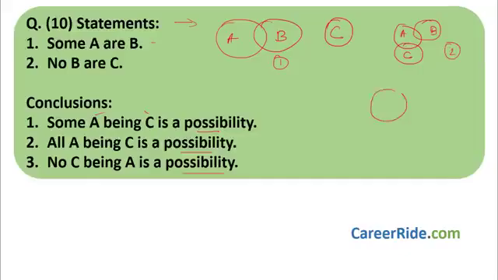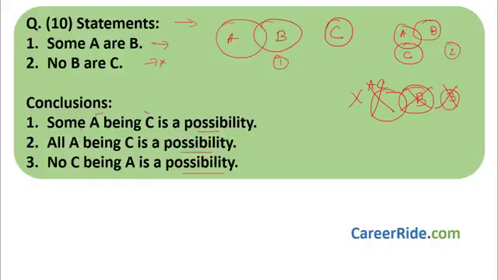Next is A and C can overlap each other. Now the first sentence is some A are B. This is drawn. Now no B are C, but A and C overlap with each other. So if B is connected to A, B also overlaps with C. So this scenario is not possible. This is not the correct Venn diagram. Do not consider this diagram because these statements don't get satisfied. So there are only two possible situations.